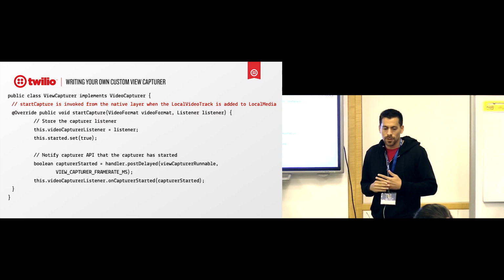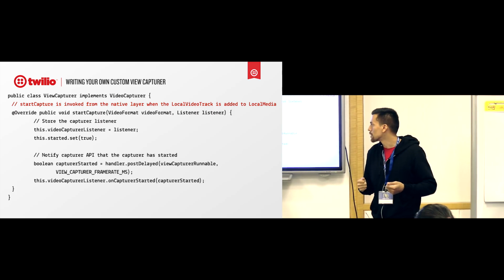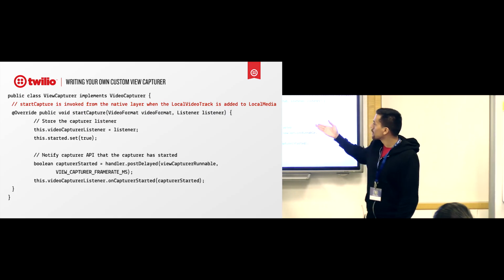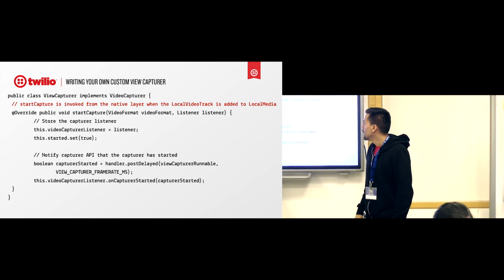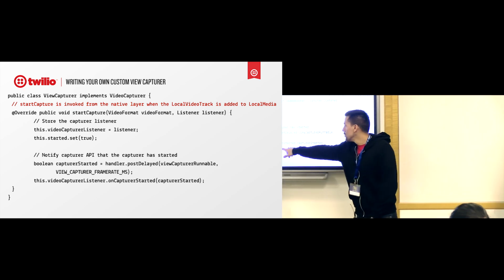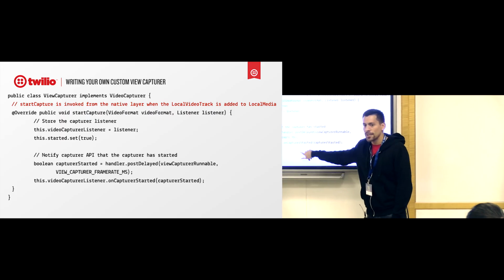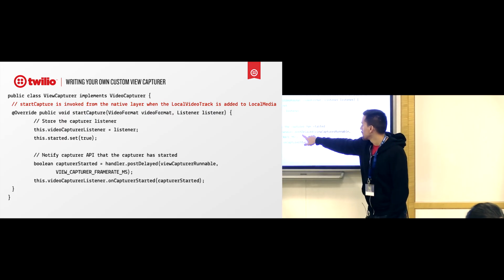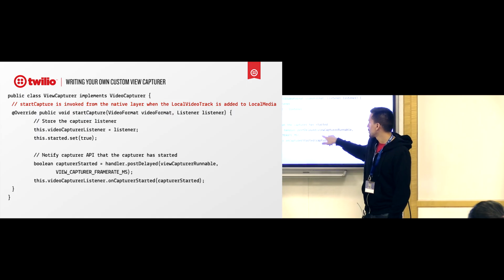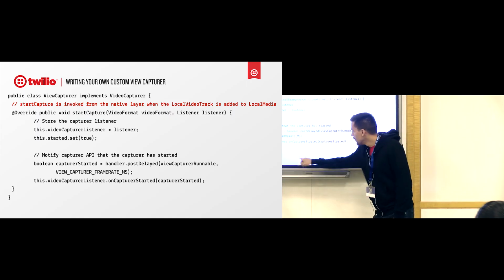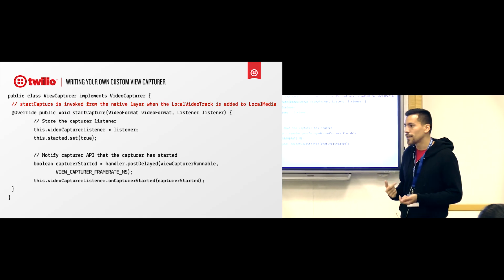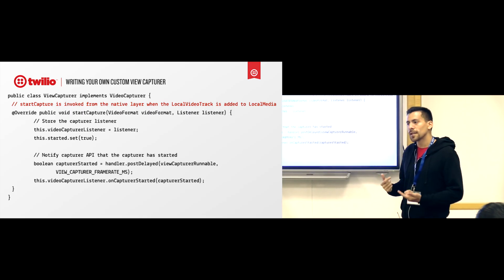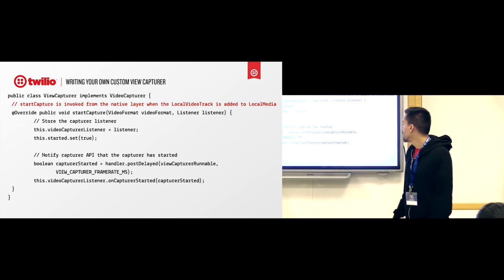Now let me talk about how the actual view capture itself works. I mentioned we're going to call startCapture when you call addLocalVideoTrack. We provide you with that listener so you can tell us you've started your capture. Here I have a handler, and I'm going to start this runnable. The frame rate is set, in this case, to 10 frames per second. So every 100 milliseconds, this runnable is going to run.